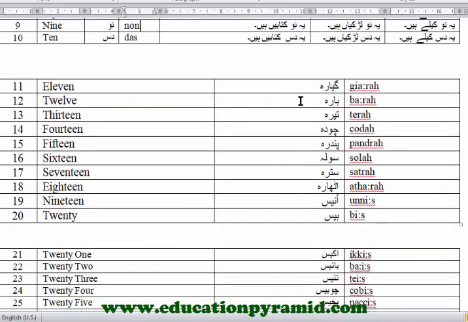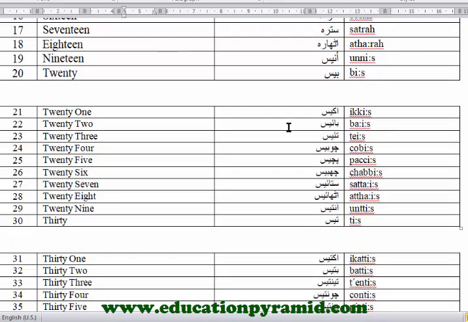Then 12, 13, 14, 15, 16, 17, 18, 19, 20, 21, 22, 23, 24, 25, 26, 27, 28, 29, or sometimes some people say 29, so the better is 29, 30.